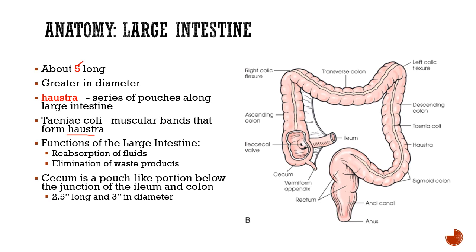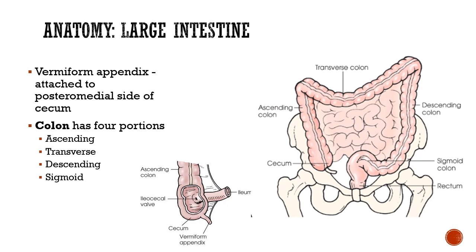And the cecum is a portion that we have to discuss, is just that portion right here. It's actually 2.5 inches long and 3 inches in diameter. It's a pouch-like portion below the junction of the ileum and the colon. The vermiform appendix is attached to the posterolateral side of the cecum. And so just taking a look at that, where that's located.